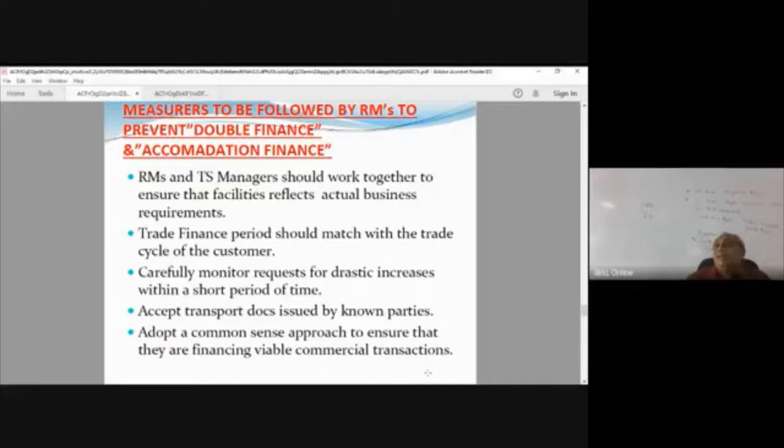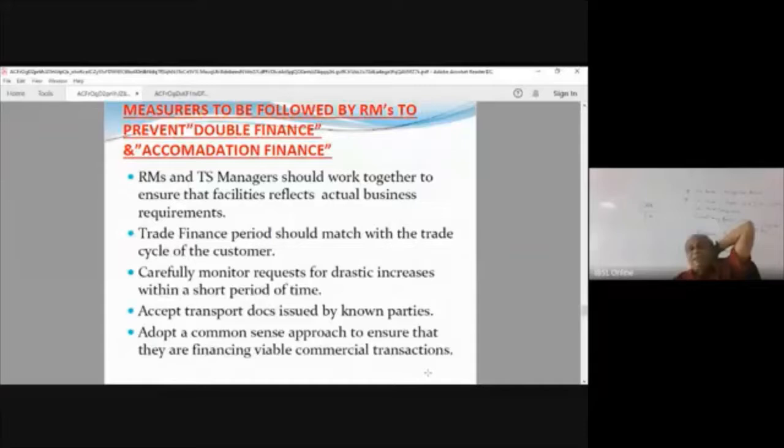What I would like to suggest is, whenever you visit customers, you should take one of the trade guys, because the trade guy understands the business better than the RM, but the trade guy doesn't have the powers to take the decision. The decision can be taken by the RM, but for the questions and clarifications a trade guy can play a major role.